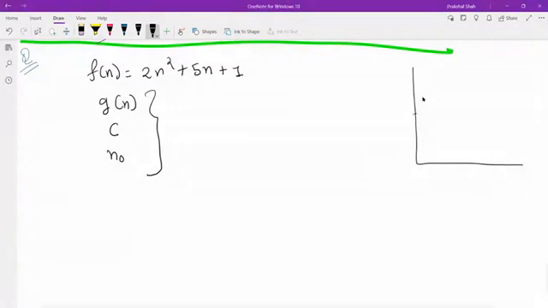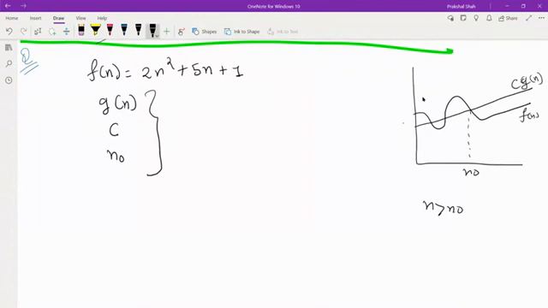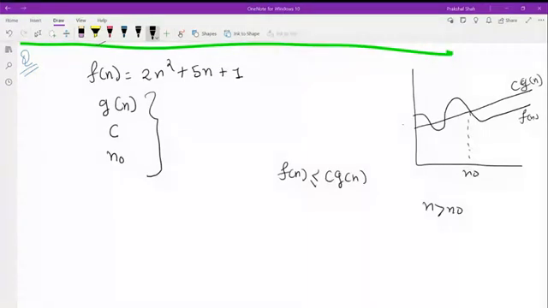Suppose this is my f of n's graph. This is my g of n's graph. This is my f of n, and this is my c into g of n. This intersection point is called n0. For every n greater than n0, your graph should hold true, and your f of n would be less than or equal to c into g of n. This is what we see. Everyone remembers that.